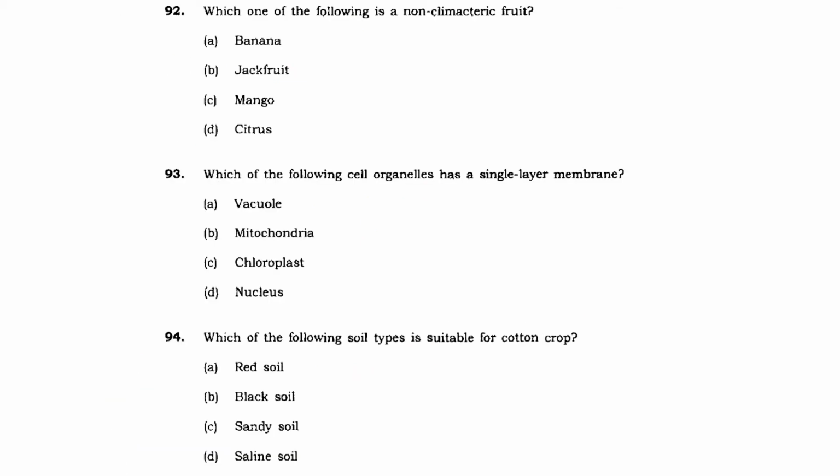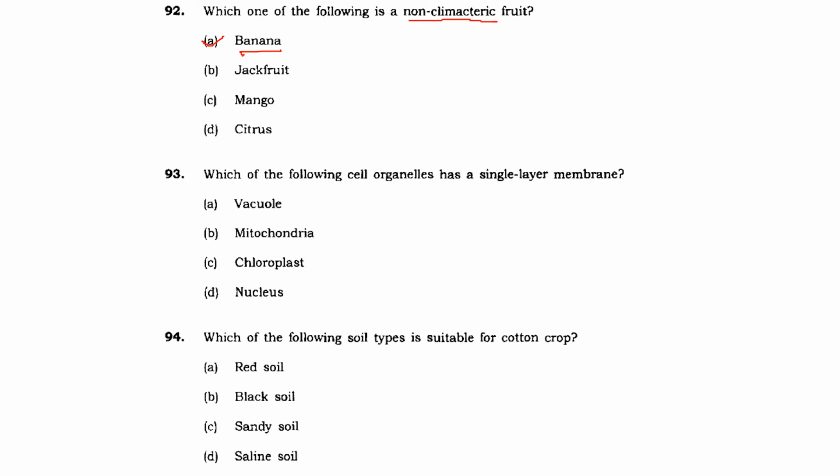Number 92. Which one of the following is a non-climacteric fruit? So that means it is not dependent upon the climate or the season. Options are banana, jackfruit, mango, and citrus. Banana is found in each and every season, so it is not a climacteric fruit, so the answer will be A. Whereas jackfruit, mango, and citrus are all winter, summer, and other seasonal fruits. So yeah.